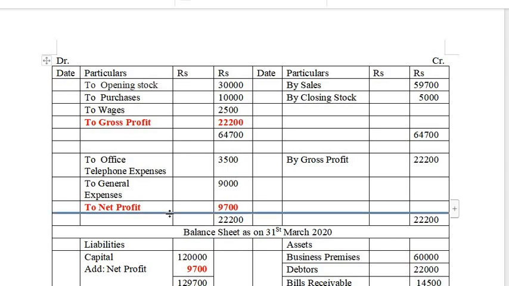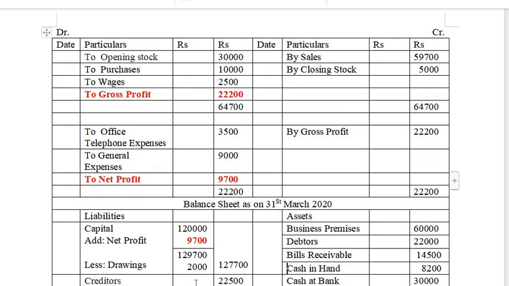Here either you get a profit or a loss only. In this problem you arrived at a profit, that's why you are adding. Suppose in the same problem you arrived at a loss, you have to subtract. Then after adding, you are getting 1,29,100. See the question whether any drawing is given. Yes, drawing is given in your question.